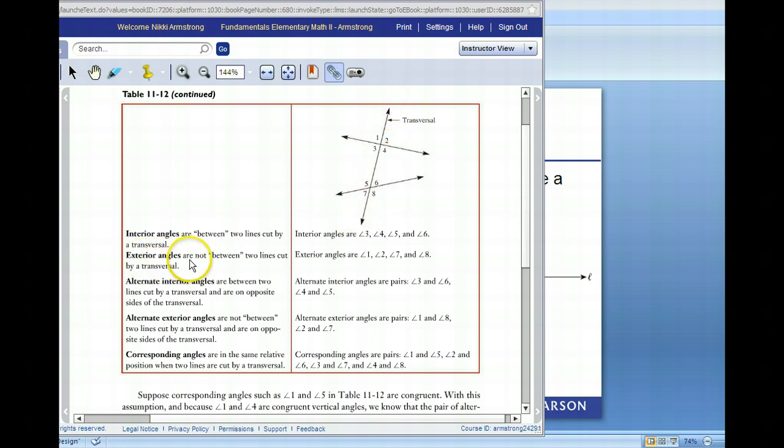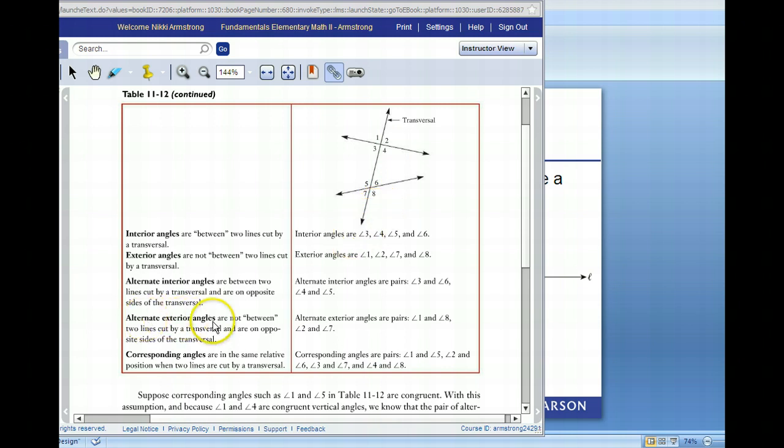The exterior angles then are the ones not between the two lines cut by the transversal. So angles 1, 2, 7, and 8 would be exterior, on the outsides of the two lines. Alternate interior angles are those that are between the two lines cut by the transversal and on opposite sides of the transversal. So here they have to be between the two lines, so on the insides they have to be interior angles, but they have to be on opposite sides of the transversal. So 3 and 6 are alternate interior angles, and 4 and 5 are alternate interior angles.